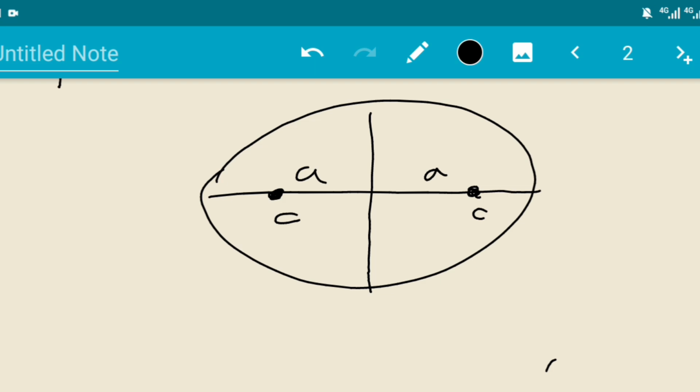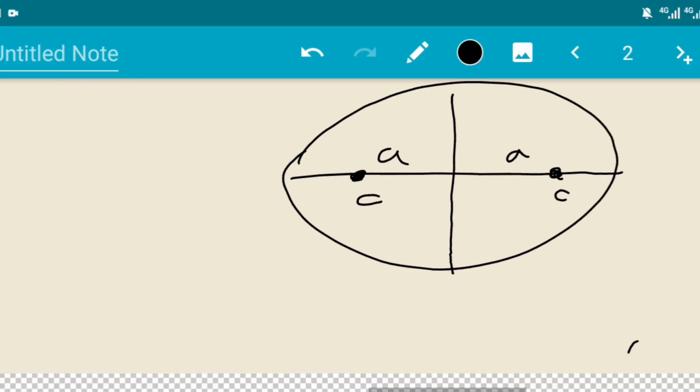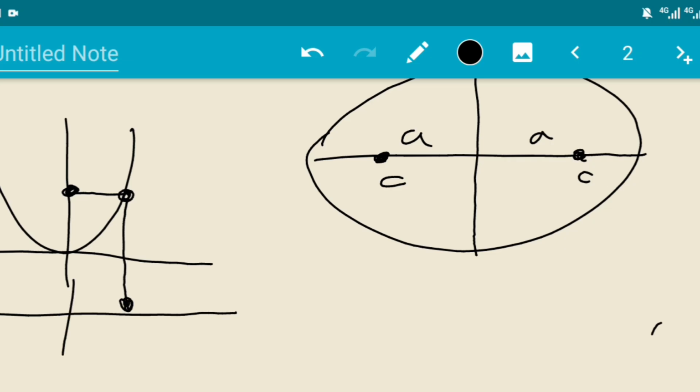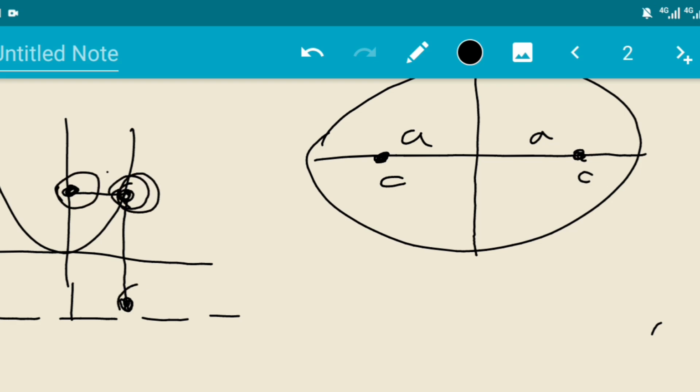So some of the properties of this ellipse are this. Remember, just as we were talking about regarding a parabola, this here is the directrix. We said the distance from here to here is the same as the distance from here to here. Then we had to equate them, and then we solved everything else.